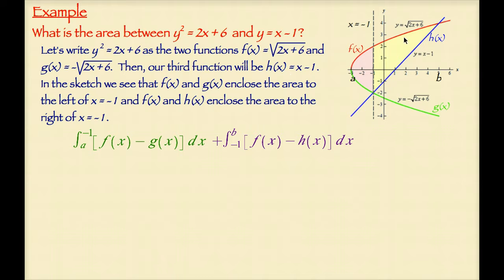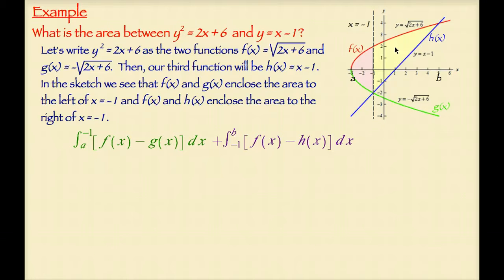So the top half of the sideways parabola will be f of x, the square root of 2x plus 6. The bottom half of the sideways parabola will be g of x, negative square root of 2x plus 6, and h of x will be the line x minus 1. In the sketch, we see that f of x and g of x enclose the area to the left of the vertical line x equals -1, and f of x and h of x enclose the area to the right of the vertical line x equals -1.